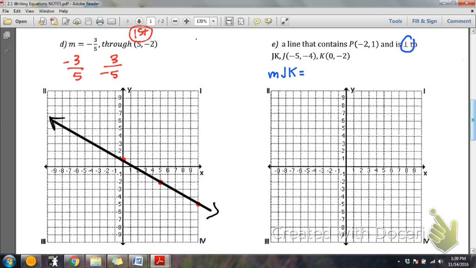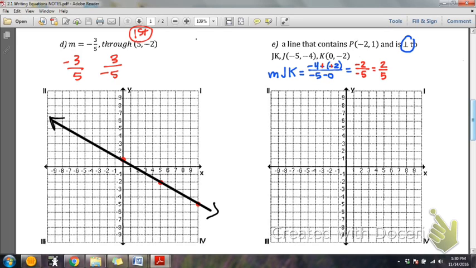Find the slope of JK. That means pick up your pencil. So -4 plus 2, -2, -5 minus 0 is -5. But -2 over -5 is really just what? Positive 2/5.